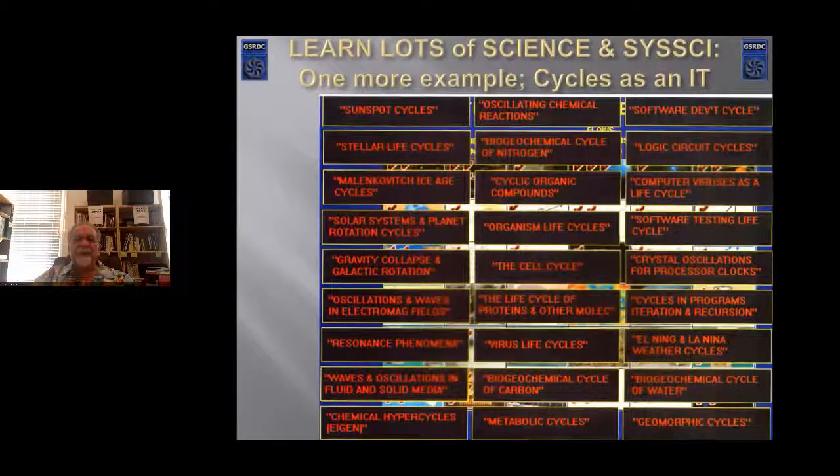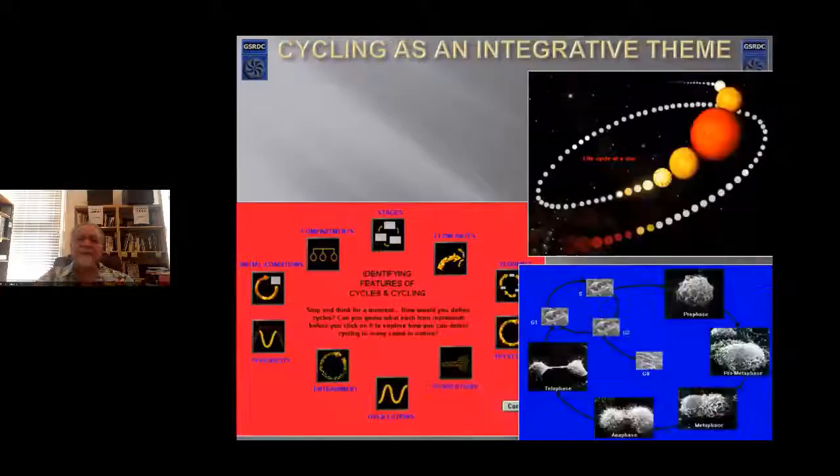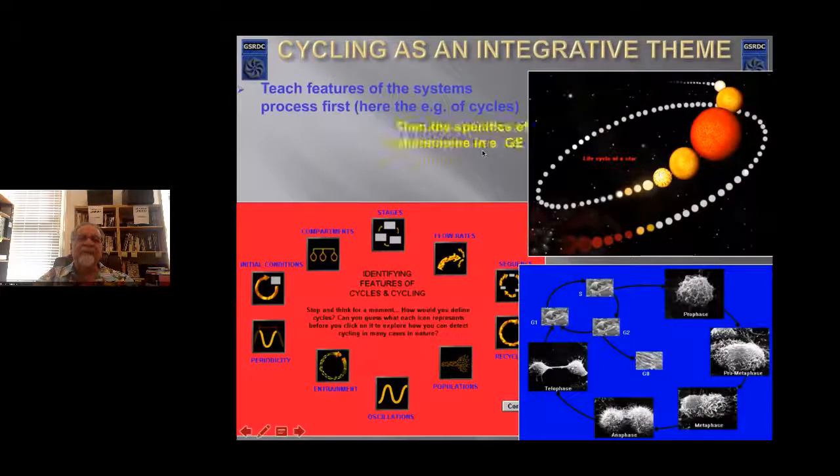So here's looking at cycles, and look at all the different cycles: logic circuit cycles, the cell cycle, organism life cycles, gravity collapse and rotation, Milankovitch ice age cycles, the sunspot cycles, stellar life cycles, geomorphic cycles. You get the idea. You can cover a lot of science while you're doing the integration. And we continue with cycling as an integrative theme.